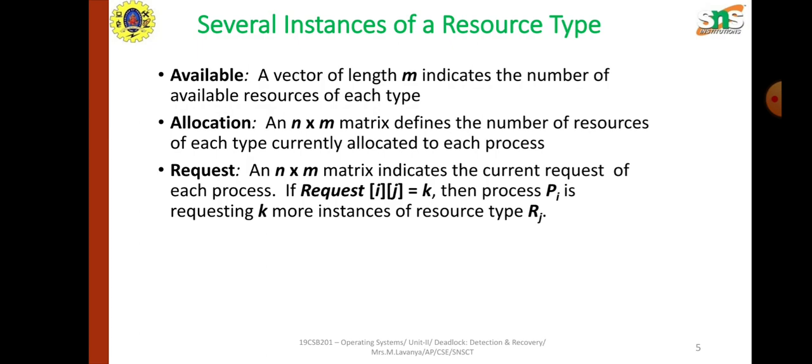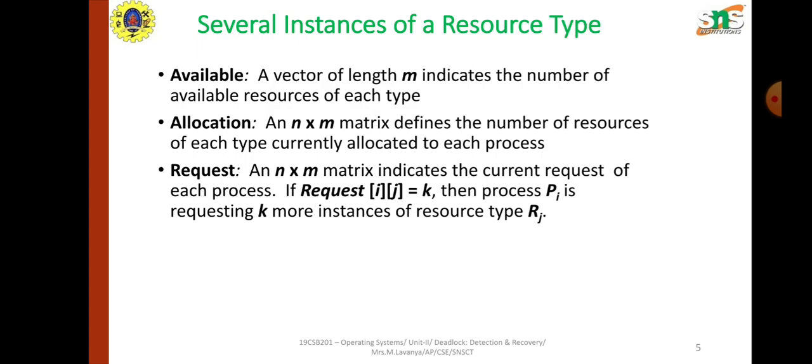The second one is multiple instances of resources. For multiple instances of resources, for deadlock avoidance, we have seen Banker's algorithm, right? In such a way, we will use a deadlock detection algorithm for detection of deadlock in multiple instances of resources. The information provided for this deadlock detection algorithm is allocation, available, and request.